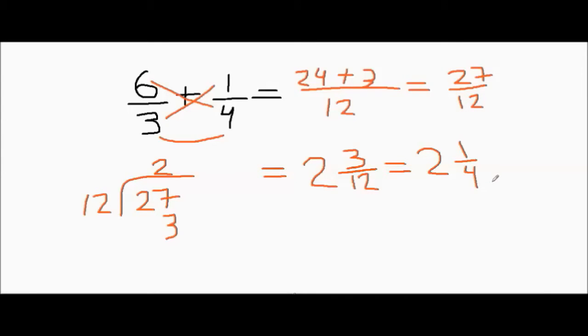So let's go back to what we were saying earlier. 6 divided by 3 is equal to 2, plus 1/4 is 2 1/4. So that means that this all checks out because it's the same answer that we just got doing it with the fraction that we got from cross-multiplying earlier. So let's do one more example just to make sure that we understand.